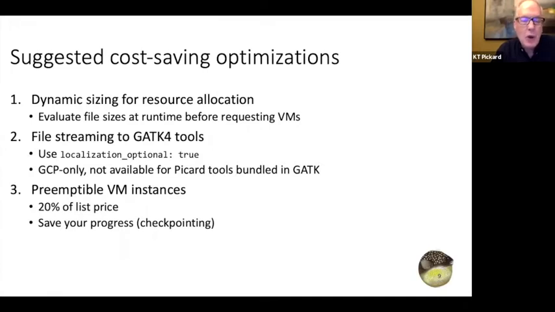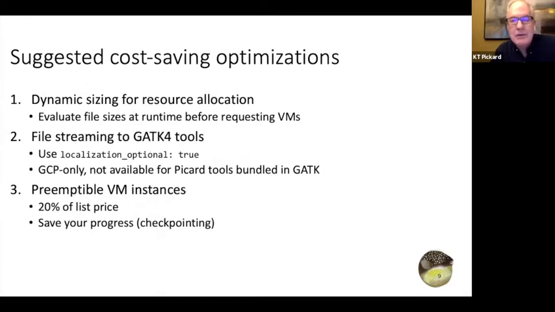The first one is dynamically sizing for allocating resources. There's some code that you can use that evaluates the size of the files before you request your VMs, and so you can minimize the amount of resources required for running. The book shows some of the math that goes behind that. Mostly this is around file sizes. The second one is using file streaming tools.